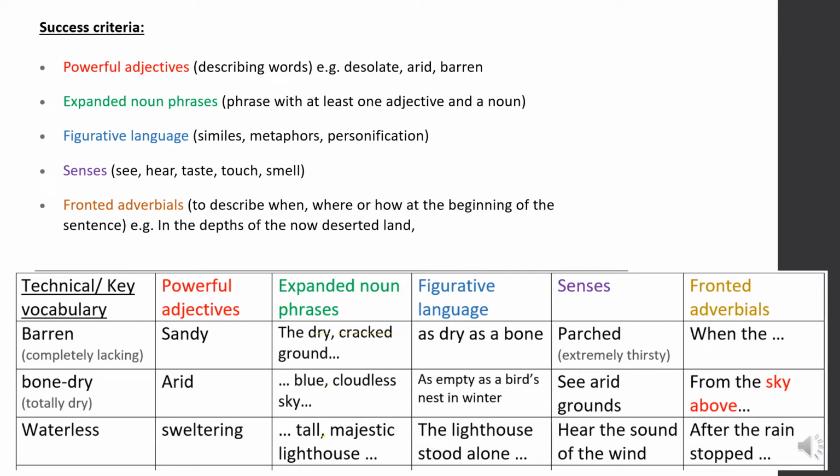The third example, the lighthouse stood alone, is personification because the lighthouse is given human qualities. The fourth success criteria is senses, which I have spoken about in the previous slide. The final one is fronted adverbials. It is used to describe when, where, or how, and is used at the beginning of a sentence. Remember, when a fronted adverbial is used, a comma is usually placed after it.